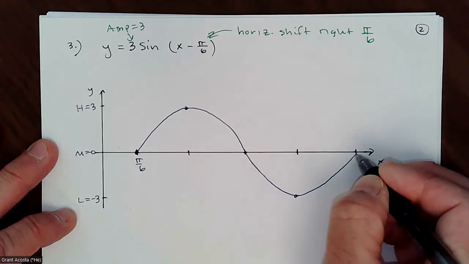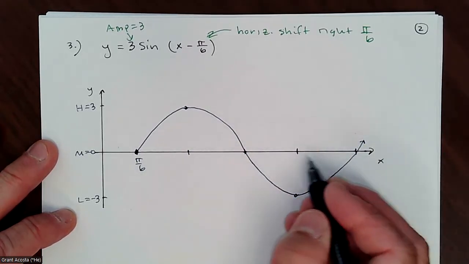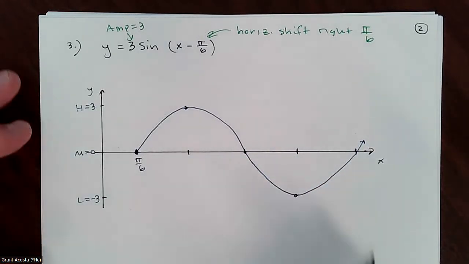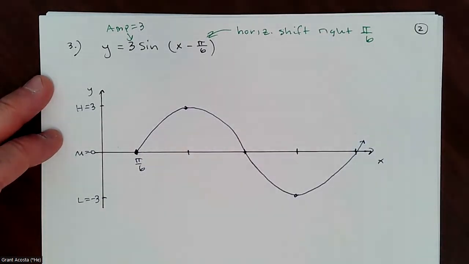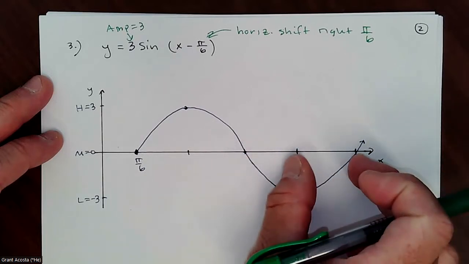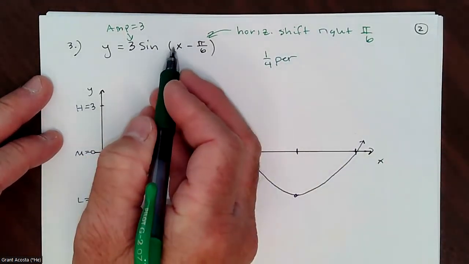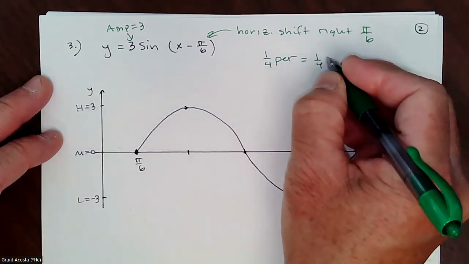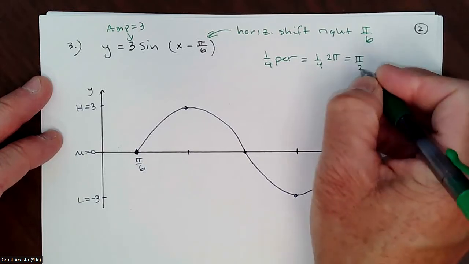A lot of times to get full credit, you're going to want values for each of these x components, these x places on the x-axis. So we can do that the same way as I did the previous one. The distance between each hash mark here is 1/4 of the period. My period, since there wasn't any coefficient in front of x, is my normal period of 2 pi. So I'm going to take 1/4 of 2 pi. That's 2 pi over 4 or pi over 2.